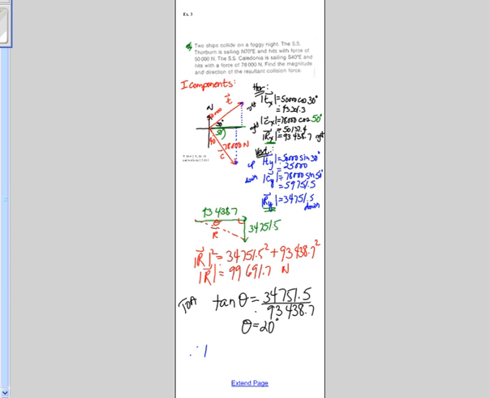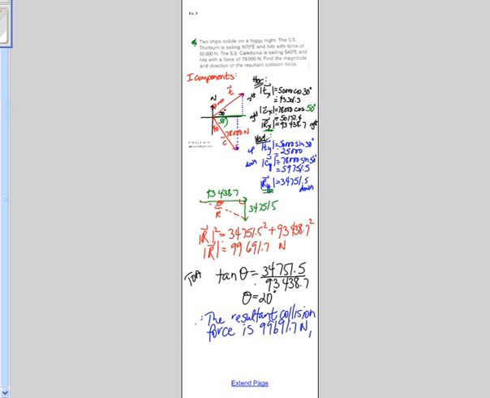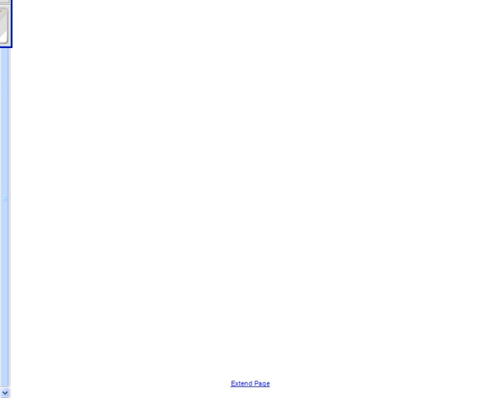Therefore, the resultant collision force is 99,691.7 newtons on a bearing of 110 degrees. The second method for doing this is using the cosine law again, not components.